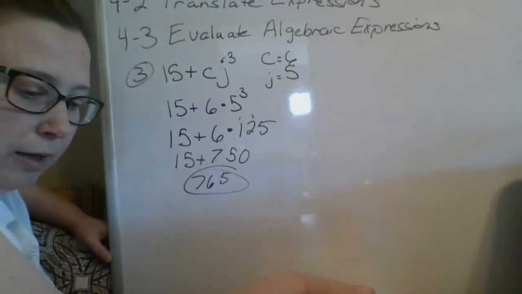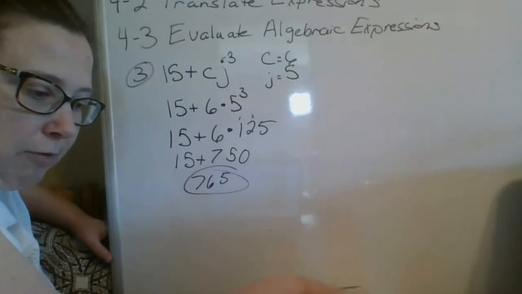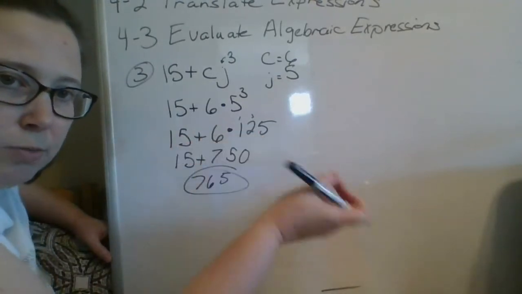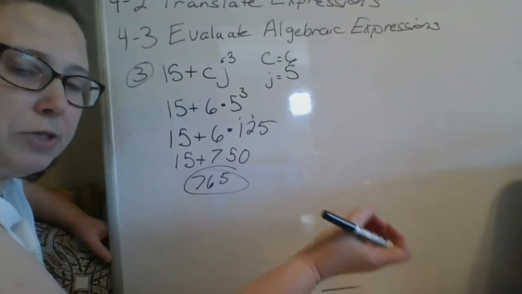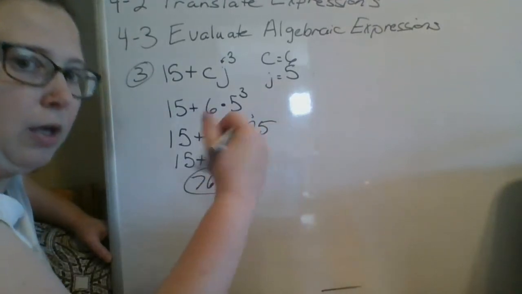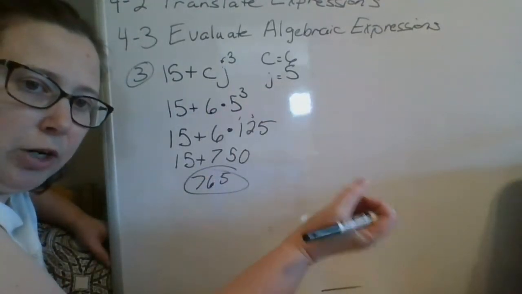When you look at the next page, page 127, this is where it talks about terms and like terms. So remember that like terms are going to have the same last name, which means they're going to have the same variable.